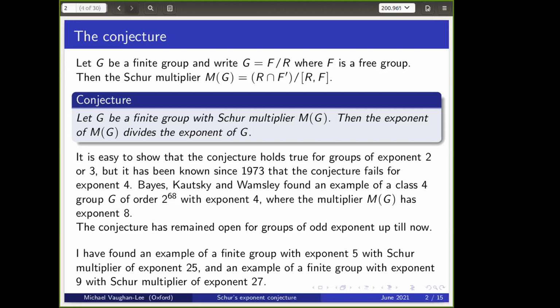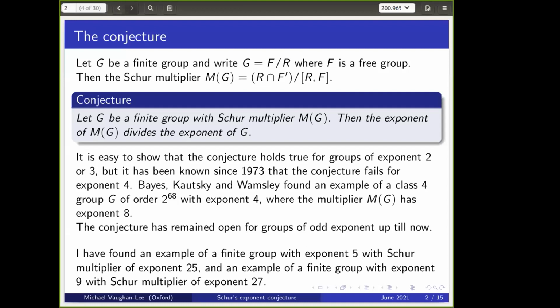But I found an example of a finite group with exponent 5, with Schur multiplier of exponent 25, and an example of a finite group with exponent 9 with Schur multiplier of exponent 27. And I'm sure there are lots of other examples, but these things are really quite difficult to compute. I mean, the Bayes, Kautsky, and Wamsley example is fairly easy to compute, but even so, you can't do it by hand. You do need a computer, and I think the reason why this conjecture has remained open so long is that you really need quite high-powered computing power to produce these examples in odd exponent anyway. There's quite a lot of literature about proving that the conjecture holds in special cases, but my view is that most of these results could be described as filling a much needed gap in the literature.